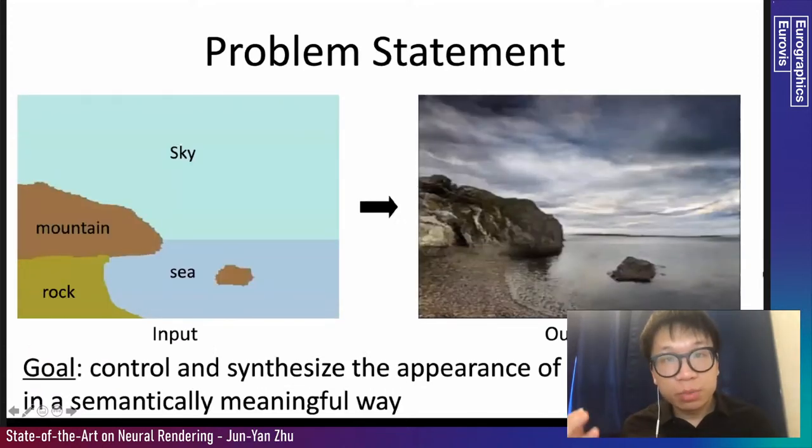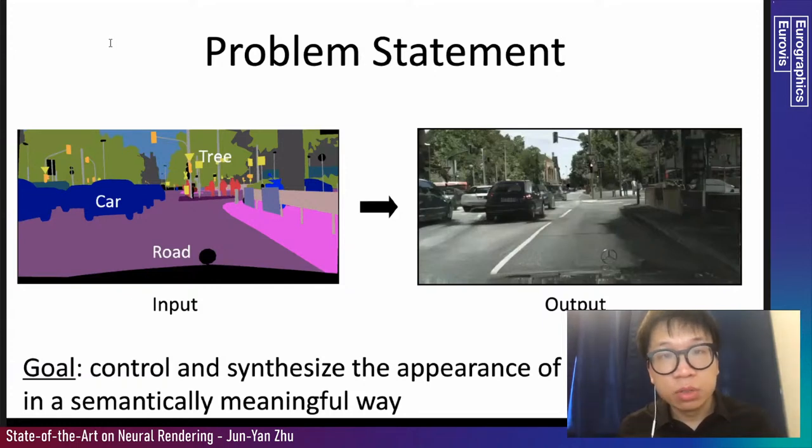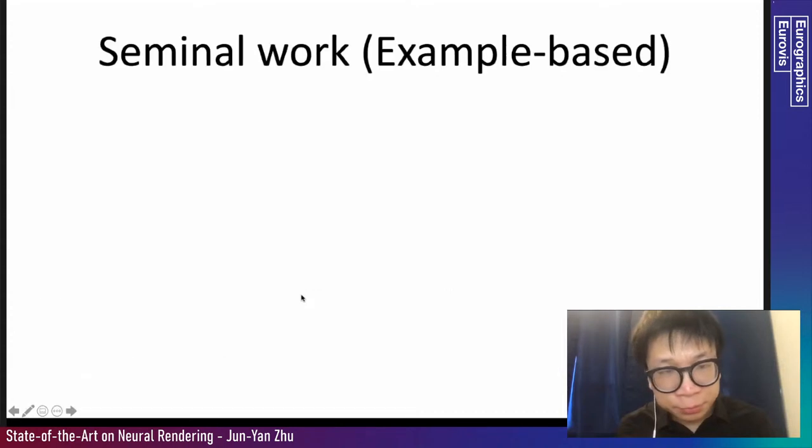Given a semantic input map such as the image at the left, here different pixels represent different object concepts such as sky pixels, mountain pixels, sea pixels. We would like to synthesize realistic output images such as the one at the right. Here's another example. Again, the input at left has car pixels, road pixels, tree pixels, and we would like to derive a method to generate an output image, like a street view image, conditional on this user input.